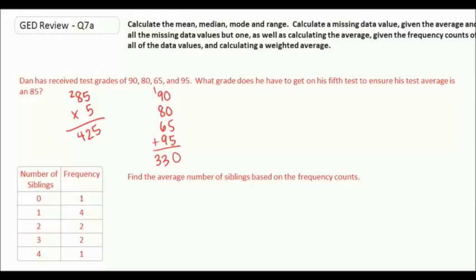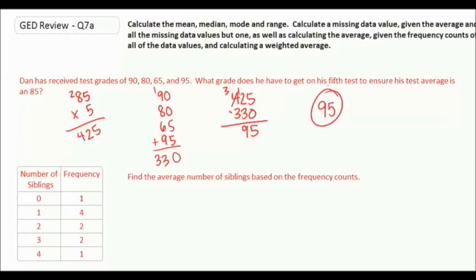He needs 425. He has 330. We're going to subtract to figure out how many he needs on that last test. We get 5. We borrow. So Dan needs to get a 95 on his 5th test to make sure his test average is an 85.